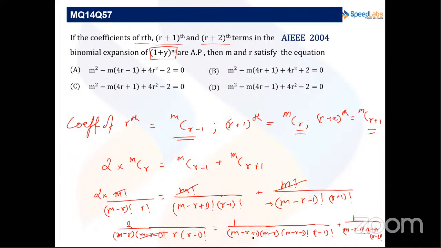So cancelling the common terms and solving, we will get this value as 2 upon m minus r into r equals 1 upon m minus r plus 1 into m minus r plus 1 upon r plus 1 into r.